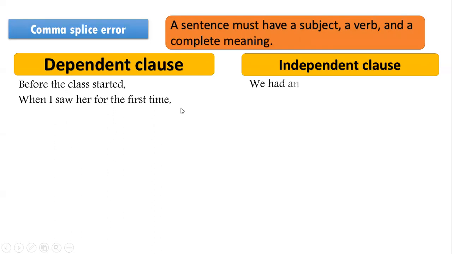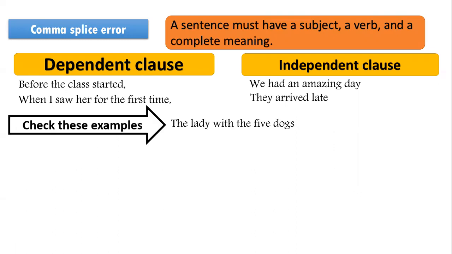How about this one? We had an amazing day. This is complete. I have a subject and a verb and a complete meaning. I understand what happened. What happened is we had an amazing day. They arrived late. Again, it gives me a complete meaning. So this is an independent clause. And as you have seen in the video, the difference between dependent clause and independent clause is which one of them makes complete meaning, makes sense.